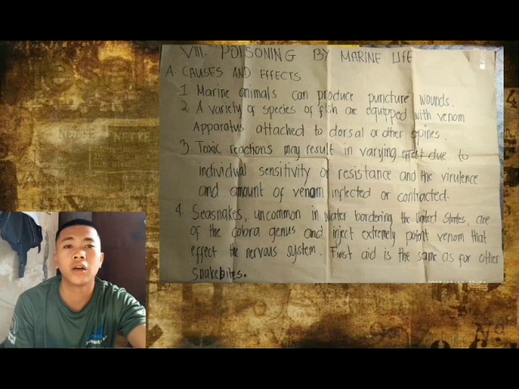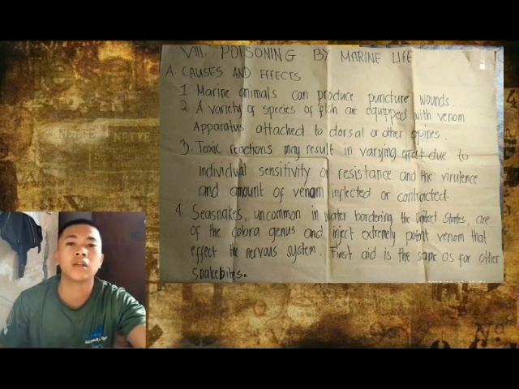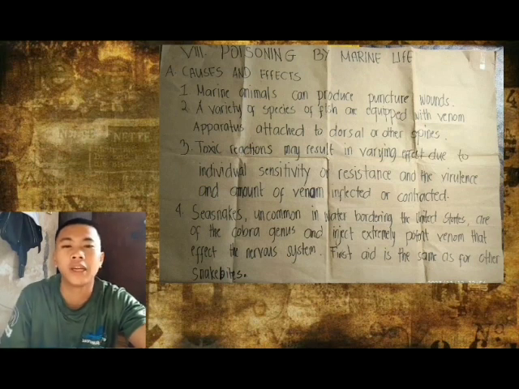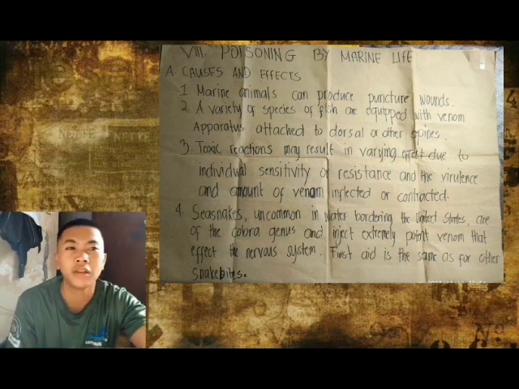The third one is that a variety of species of fish are equipped with a venom apparatus attached to the dorsal fin or spine. So you can see the venom in the spines of these fish. A few examples are catfish, weaverfish, scorpionfish including zebrafish, and the last one is toadfish or the surgeonfish.